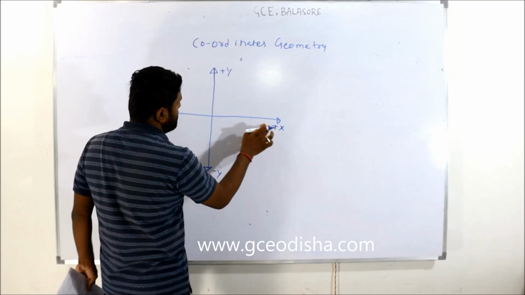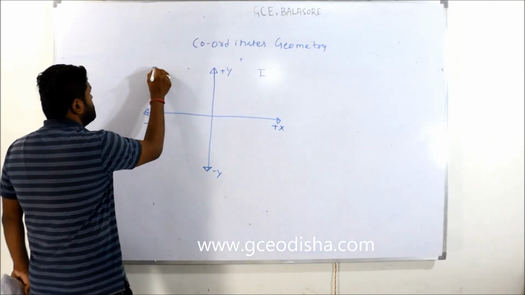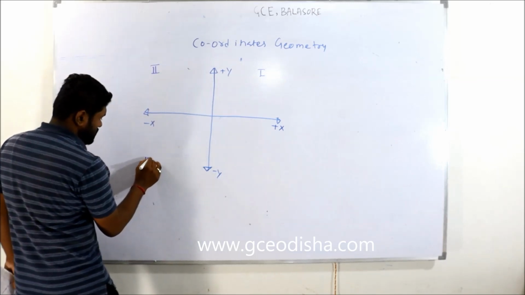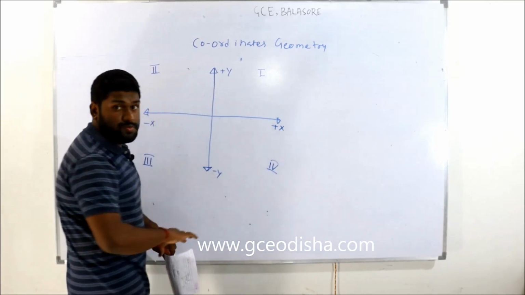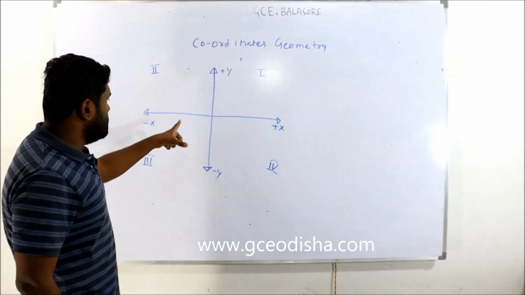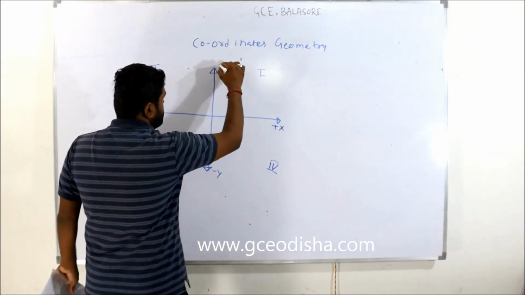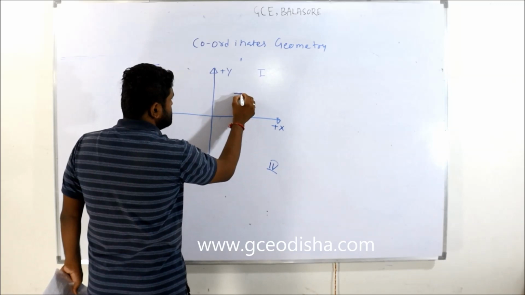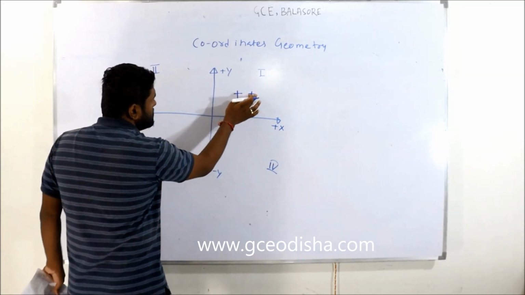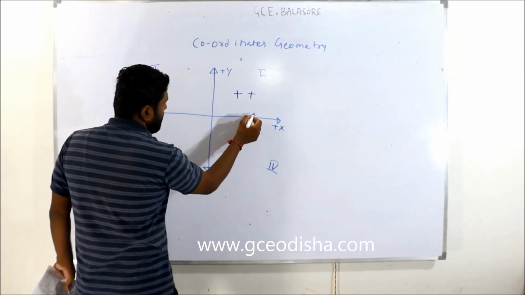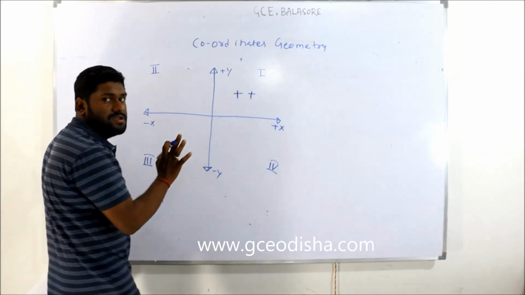Let's take this as quadrant 1, this is quadrant 2, this is quadrant 3, and this is quadrant 4. There are 4 quadrants, right? In this quadrant, x is positive and y is positive, right? Because when it goes in this direction, this is called x. In this quadrant, both are positive.